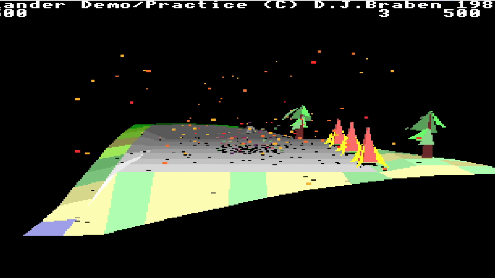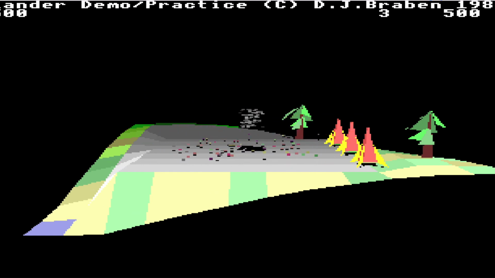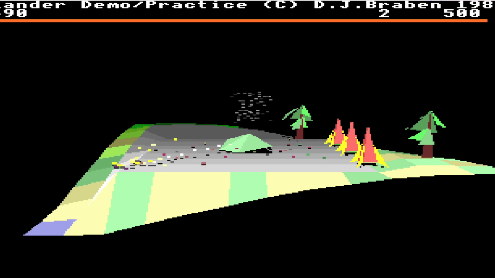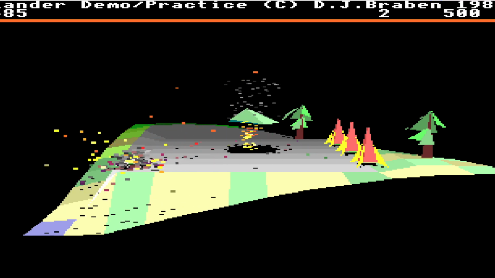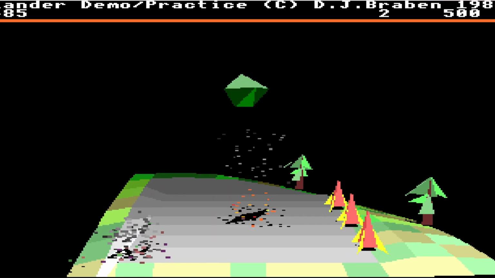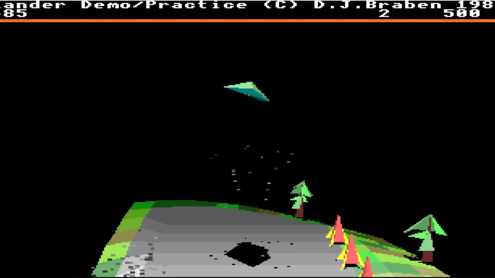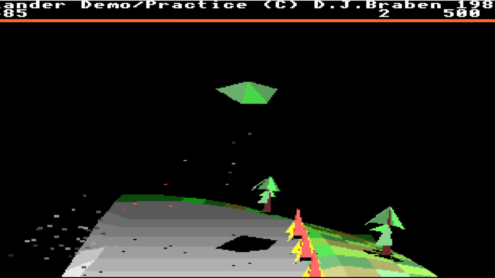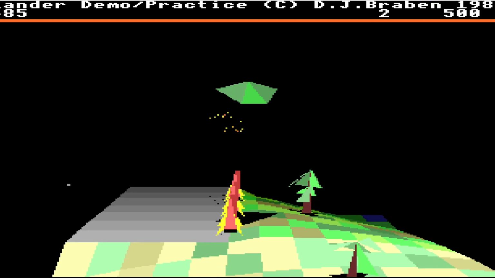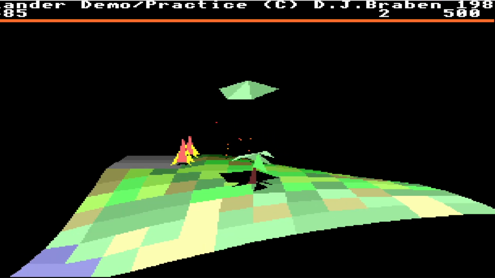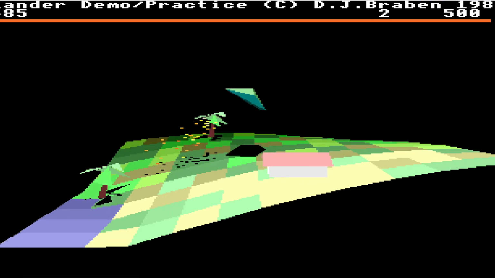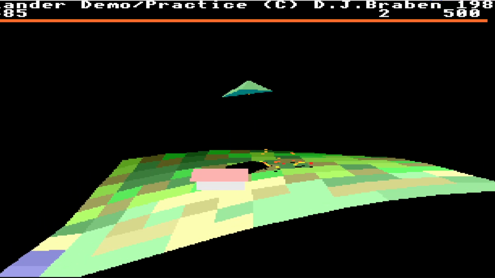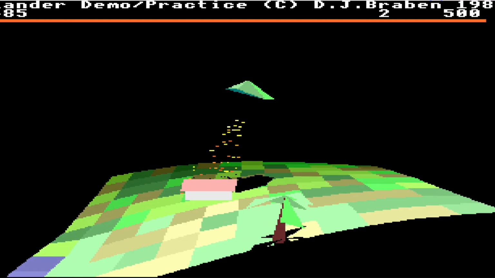This was an amazing technical demonstration at the time of the power of the ARM processor and the Archimedes computer. It really made good use of that 256 colour mode with its very rich set of green colours. And it was just like a whole different type of game compared to anything that we had seen before.